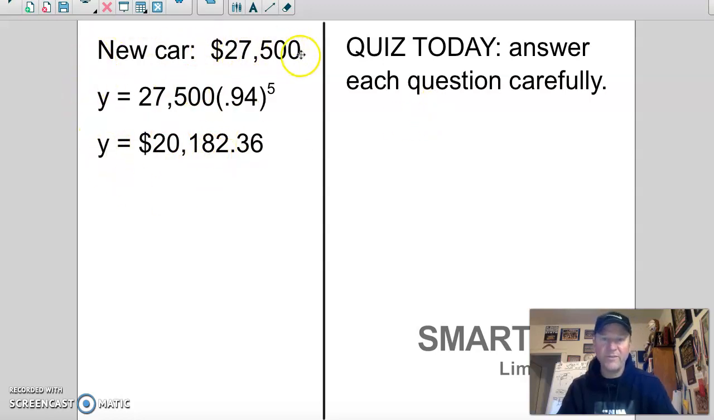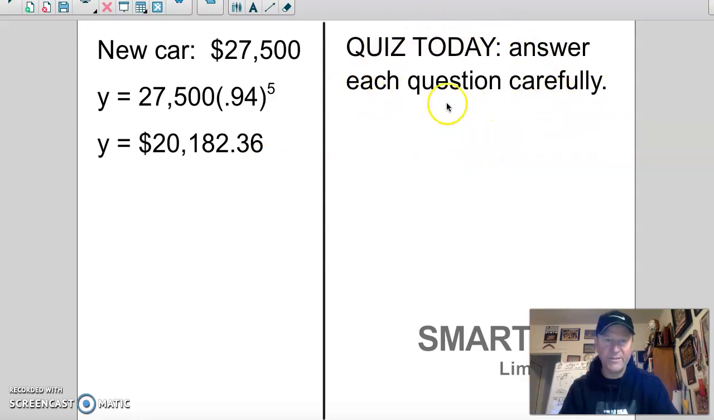The question said you start with a new car at $27,500. It depreciates, goes down in value by 6%. So what we do there is we subtract 0.06 from 1 and we get the 0.94, my multiplier. It was for 5 years. So the correct answer on that one was $20,182.36.